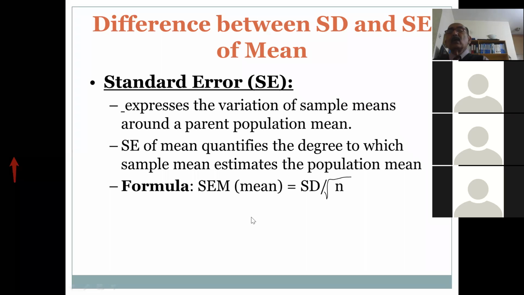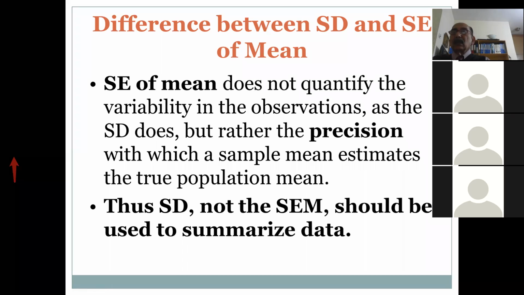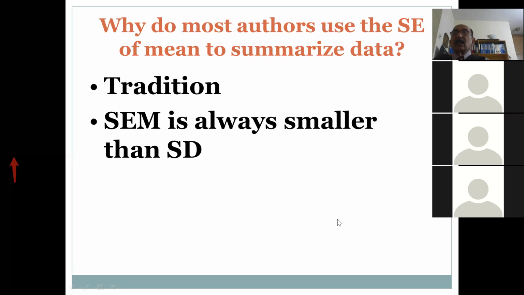So you don't use the standard error of the mean along with the mean. Standard error of the mean does not quantify the variability in observations as the standard deviation does, but rather the precision with which the sample mean estimates the population mean. Thus, standard deviation, not the standard error of the mean, should be used to summarize data. Remember this. Now, why do most authors use the standard error of the mean to summarize the data? By tradition. A standard error of the mean is smaller than the standard deviation, always smaller.